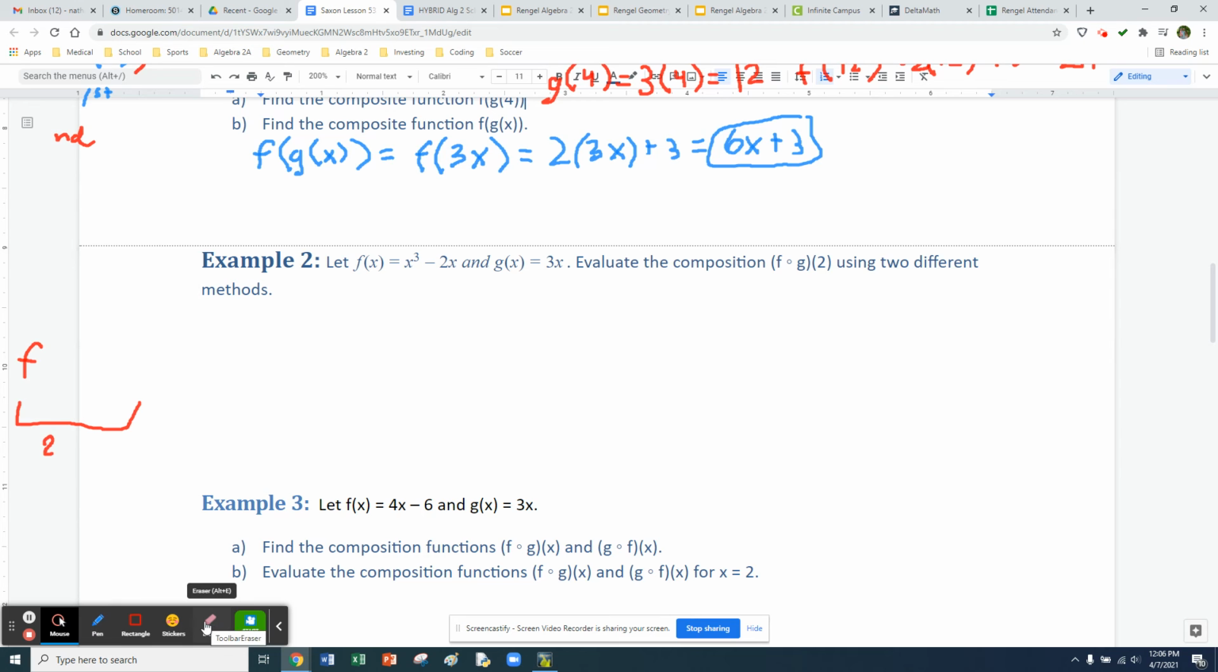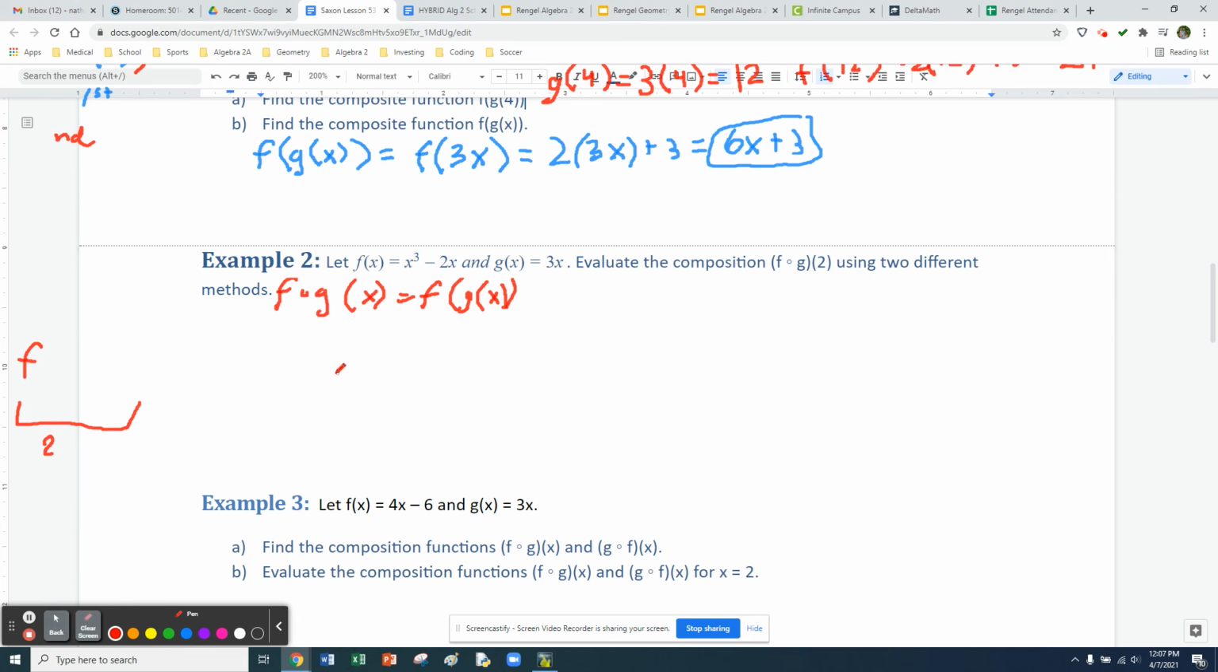Lastly, to finish up, we will take a peek at example 2. It says, let f of x equal x to the third minus 2x and g of x equal 3x. Evaluate the composition f composed of g of 2 using 2 different methods. Well, this is the first time that we've talked about the composition symbol, which is that open dot. But f composed of g of x, it's just the same order as we talked about above. That's going to be f of g of x. So there's going to be what we're going to follow. And just like before, the g of x then is the function that's going to be done first, and then the f of x function.